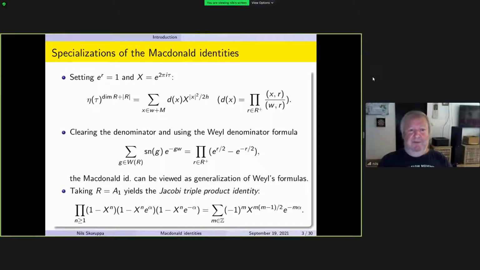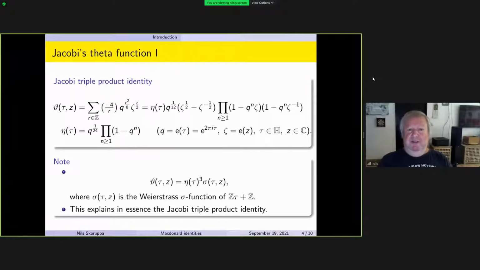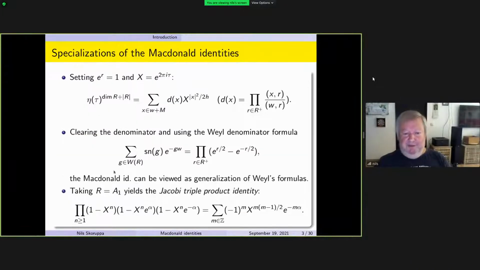Okay, so the Jacobi triple product identity is usually, at least for modular forms people or people working in Jacobi forms, represented in the form that I put here. I just use the so-called Jacobi theta function, theta tau z, that you see here, the definition of the Jacobi theta function. And then we have this identity that this has a product expansion like so. So that's the Jacobi triple product identity. And it's exactly what you get when you replace in the Macdonald identities for A1 that I showed on the slide before. Maybe I can go back to here.